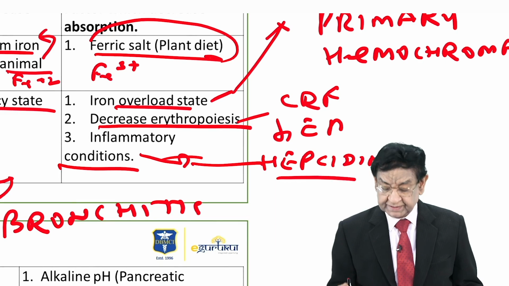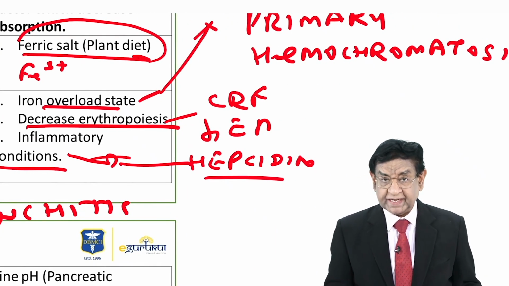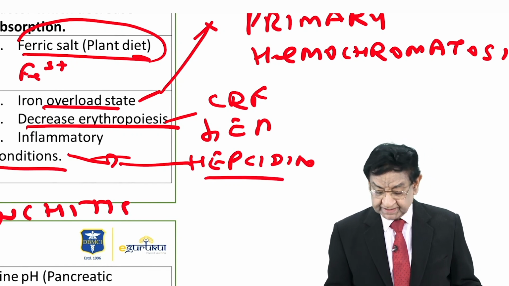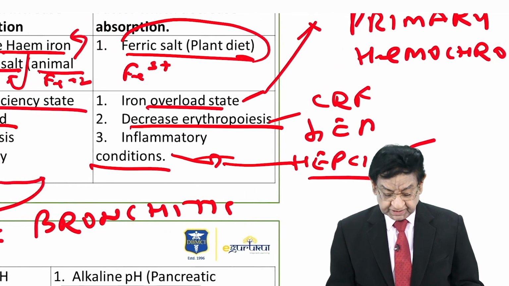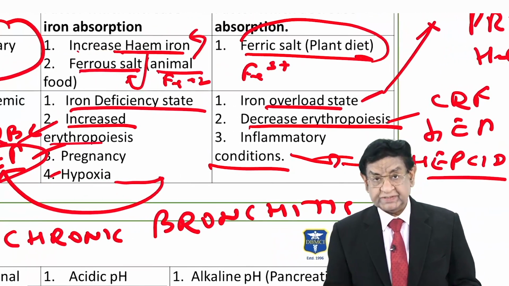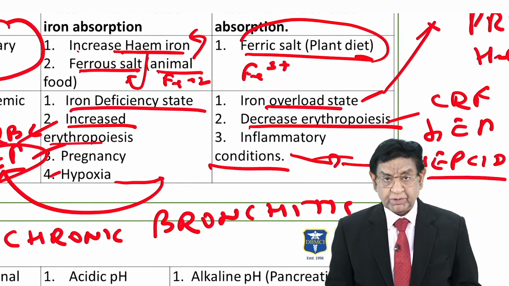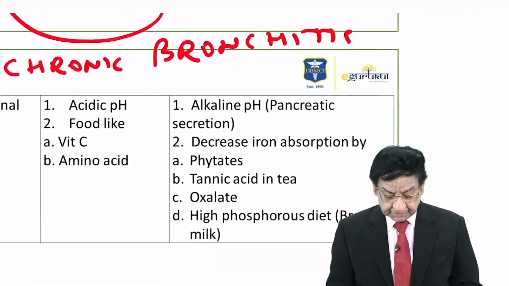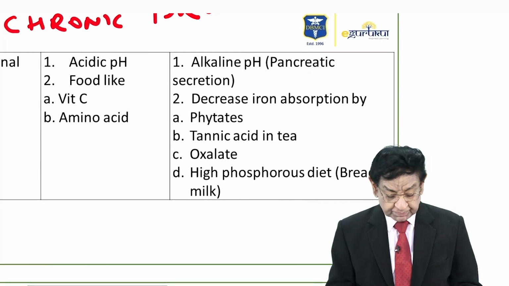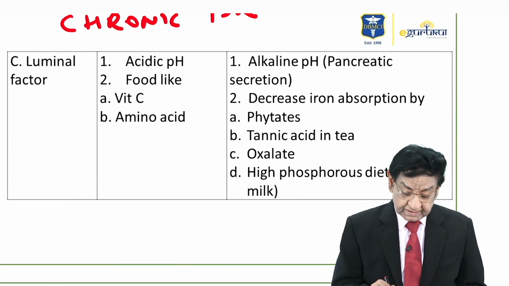Hepcidin is the one, and that's the reason why anemia of chronic disease occurs. About this, I'll be talking to you in detail in the coming slides. So we are convinced about this slide, where they are talking about factors causing increased and reduced iron absorption. Let's talk more. Luminal factors are also responsible.